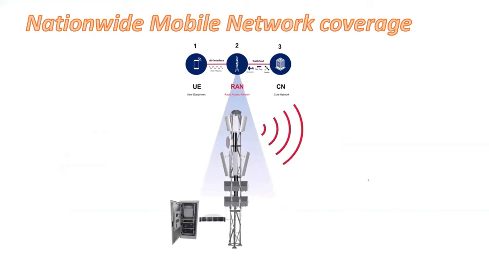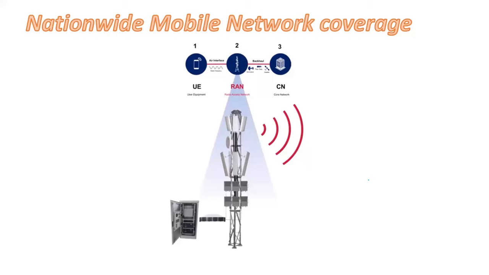So radio access networks are commonly known as cell sites as well. These are strategically placed to provide wireless coverage to users within a specific geographical area. You can see it all around you, okay? The placement of radio access network, or RAN, components is critical to ensure that users have a reliable connection.